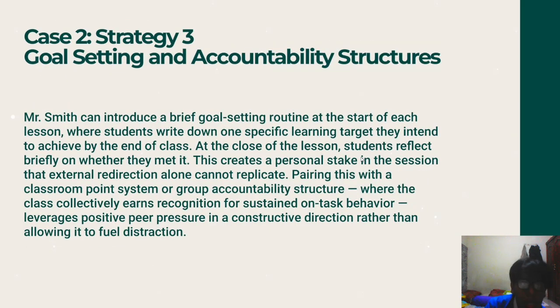The next strategy is goal setting and accountability structures. Mr. Smith can introduce a brief goal-setting routine at the start of each lesson, where students write down one specific learning target they intend to achieve by the end of class. At the close of the lesson, students reflect briefly on whether they met it. This creates a personal stake in the session that external redirection alone cannot replicate. Pairing this with a classroom point system or group accountability structure, where the class collectively earns recognition for sustained on-task behavior, leverages positive peer pressure in a constructive direction rather than allowing it to fuel distraction.